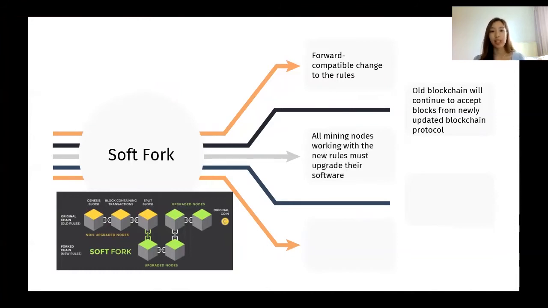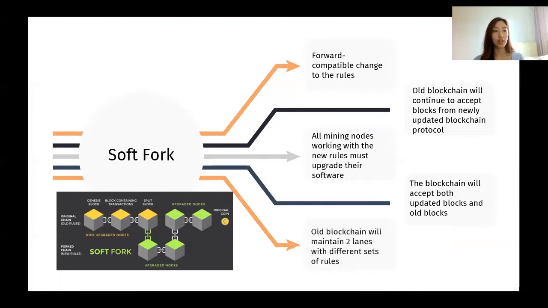So put simply, a soft fork tricks the old blockchain into accepting the new rules, therefore accepting both the updated blocks and the old blocks of transactions at the same time. And thus, unlike a hard fork, a soft fork maintains the old blockchain by maintaining two lanes with different sets of rules. So this contrasts with a hard fork, where the nodes will stop processing blocks following the changed rules instead.